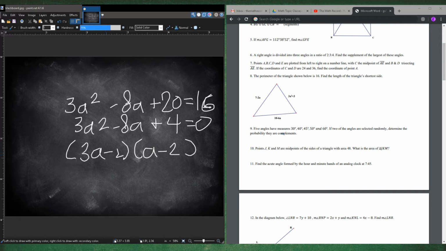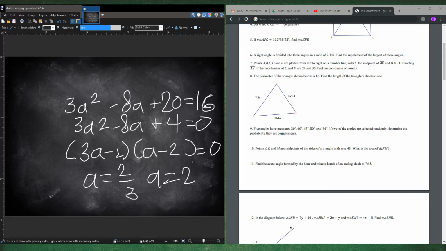So let's see if that's correct. That's 3a squared, that's negative 6, that's negative 2, that's negative 8, perfect, and plus 4. So this is true. So a is either equal to 2/3 or a is equal to 2. So we need to find out which one doesn't work. Usually the larger number is the one that doesn't work, because if there are subtractions, that's how it happens. So let's plug in 2 first.